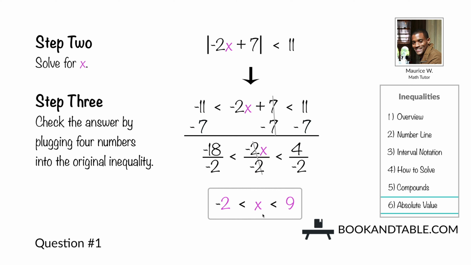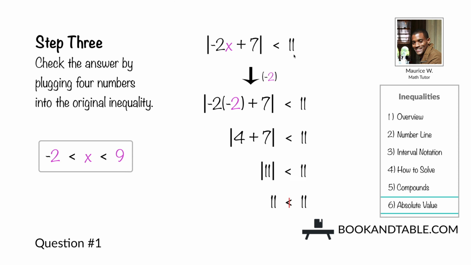In step 3, we can check the answer by plugging 4 numbers into the original inequality. The absolute value of negative 2x plus 7 is less than 11. We want to plug in 2 numbers to test the left side. So we can plug in negative 2, since that should not work. X cannot equal negative 2. And then we'll plug in negative 1. That's on the inside of this interval, so that should work.